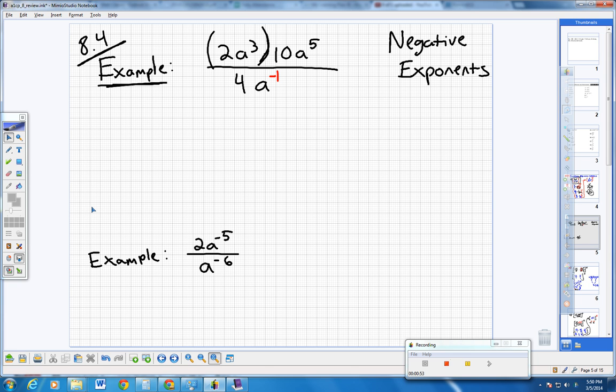The first thing that I have to remember when simplifying these exponential expressions is that I want to simplify anything that I can first. I want to simplify first, if possible. So what can I simplify in the numerator and denominator? Let's break this down.